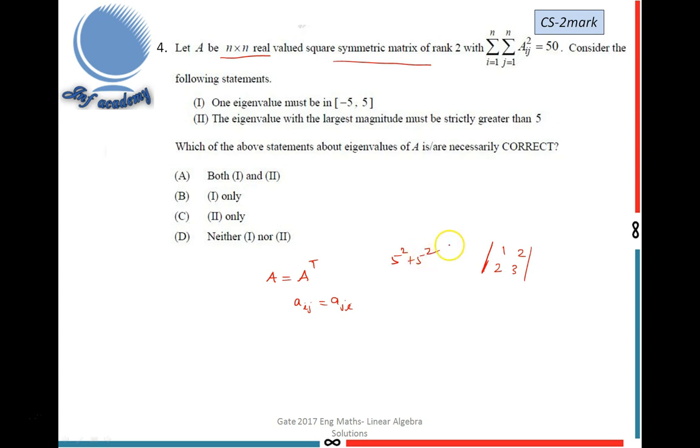And one property says the sum of the eigenvalues of A equal to the sum of the principal diagonal elements. So clearly I say one eigenvalue must be in the interval minus 5, 5. So option 1 is correct. The eigenvalue with the largest magnitude must be strictly greater than 5 is wrong because 5 square plus 5 square is only 50. So this is wrong. Only the first statement is true. Option B is the correct answer.